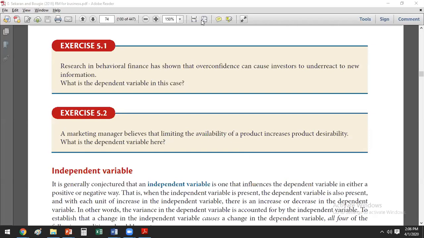Any more questions? Let me see. Someone asks whether the dependent variable is overconfidence. Look, the dependent variable is not overconfidence. Basically the independent variable is overconfidence, because it is causing the underreaction to new information. Whatever is causing is our independent variable.